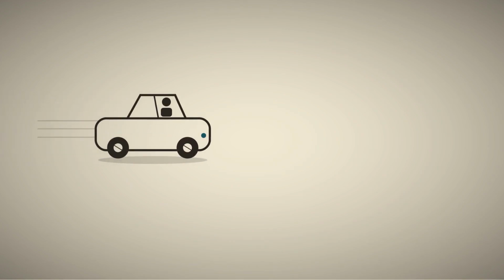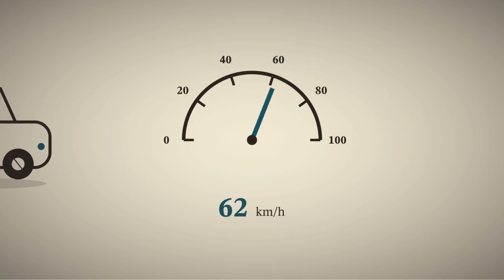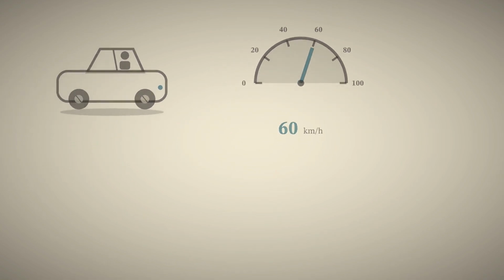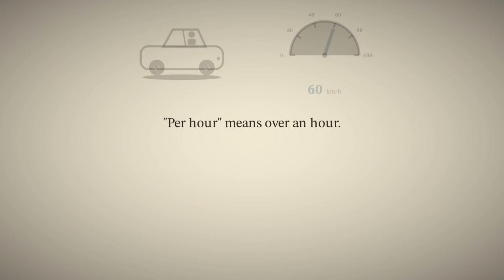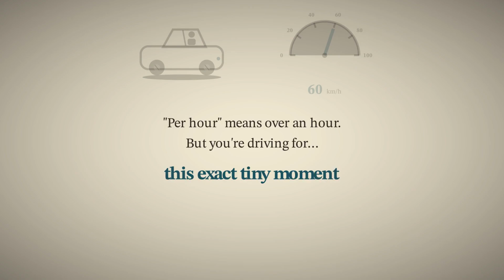Okay, imagine you're in a car. You look down at the speedometer. It says 60 kilometers per hour. Here's the weird part. Per hour means over an hour. But you're not driving for a whole hour right this second. You're driving for this exact tiny moment. So how can you have a speed at a single moment in time?